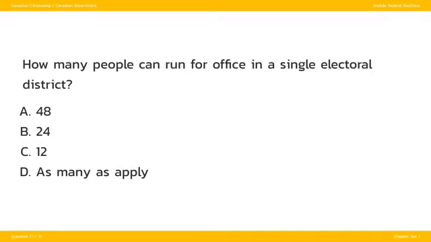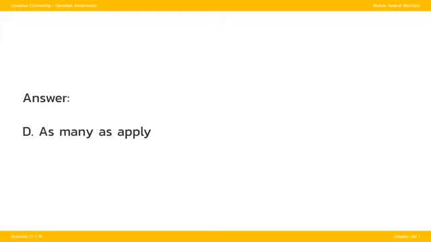How many people can run for office in a single electoral district? A. 48. B. 24. C. 12. D. As many as apply. The answer is D. As many as apply.